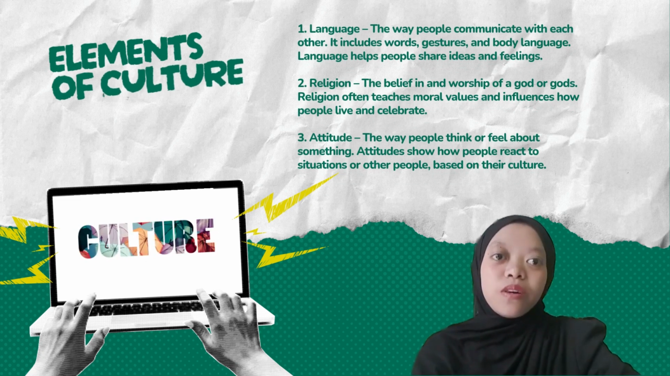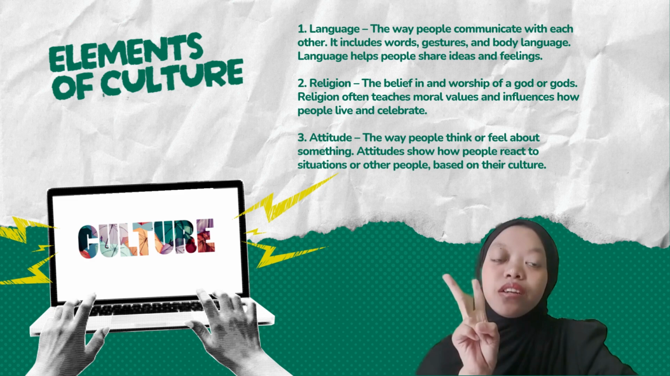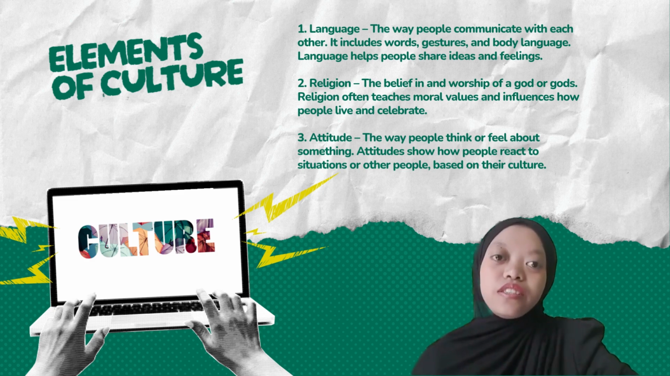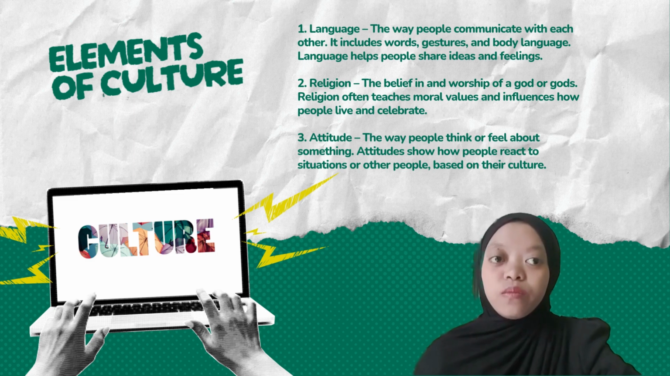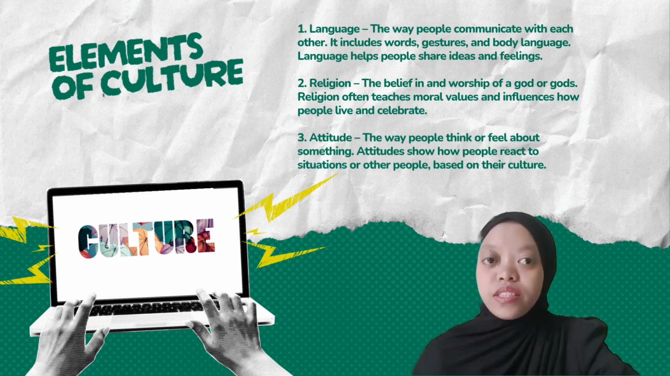Next, let's talk about the elements of culture. There are many parts that make up a culture, but today I will focus on three. First, language. Second, religion. And third, attitude. First, language. Language is the way people communicate with each other. It includes not only words, but also gestures and body language. Language helps people express ideas, share emotions, and connect with others.